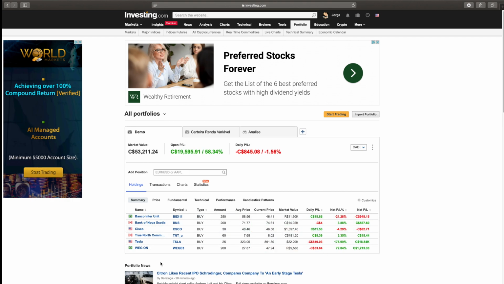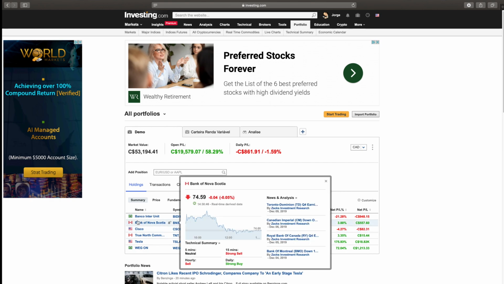If you hover your mouse over one of those companies, you can see some information about that company. For example, I stop here, Bank of Nova Scotia. We can see the stock is going down 4 cents. It says that it is real time, and that is the last update. You can see the chart. We have a technical summary here as well for 5 minutes, 15 minutes, hourly, and daily. We're going to see that in the next menu.